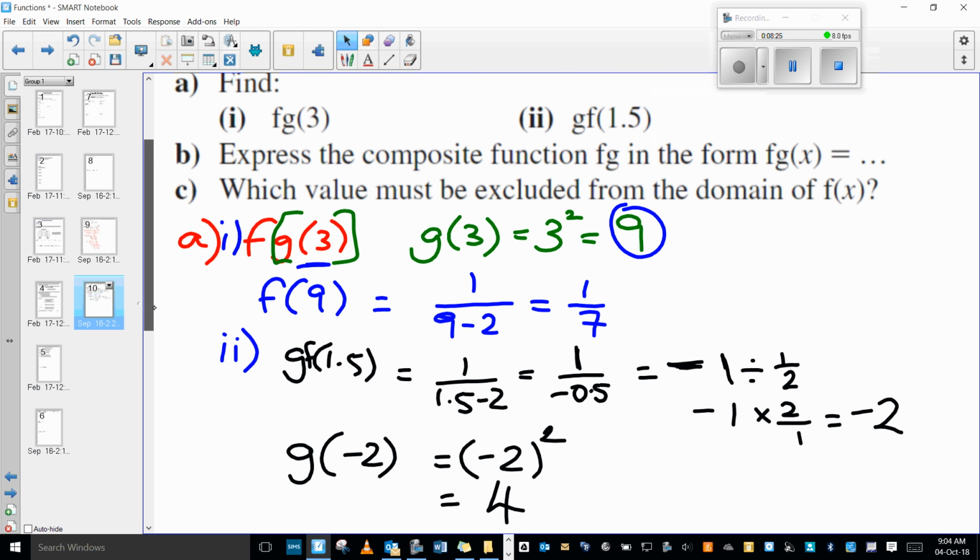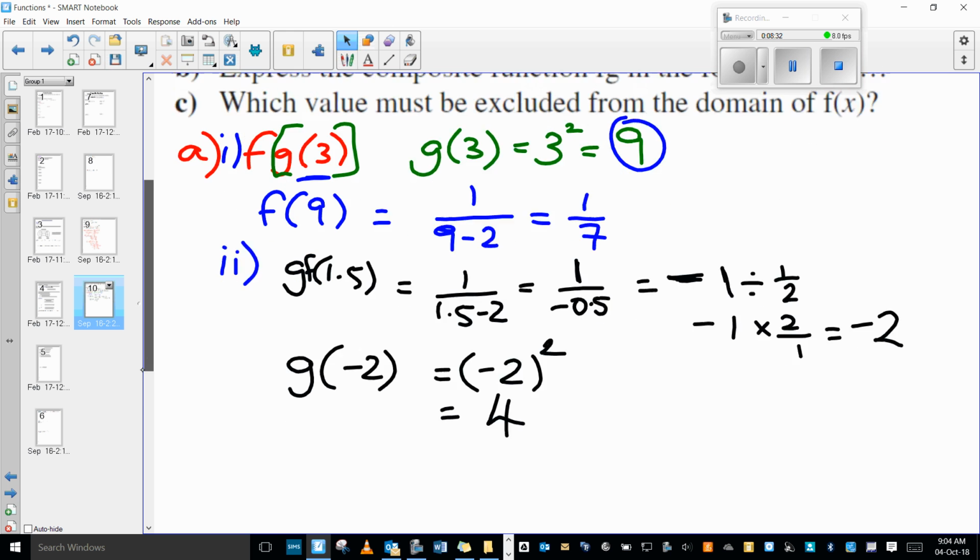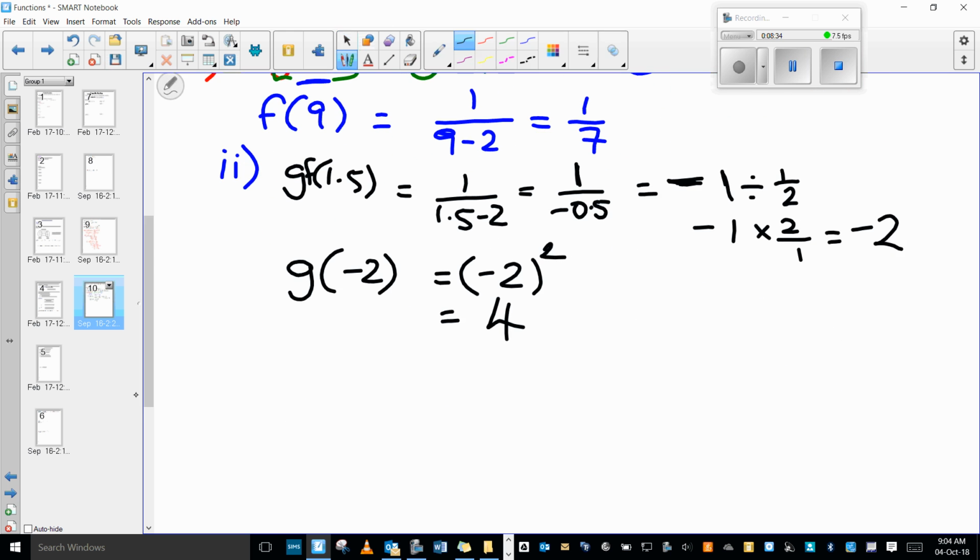Now on to B. Express the composite function fg in the form fg(x). So now they want to keep it with the x. So we're finding fg(x). And remember, what is that? Which order do we do it in, Emma? So what do we get? Which order are we going to do it? So g goes in.